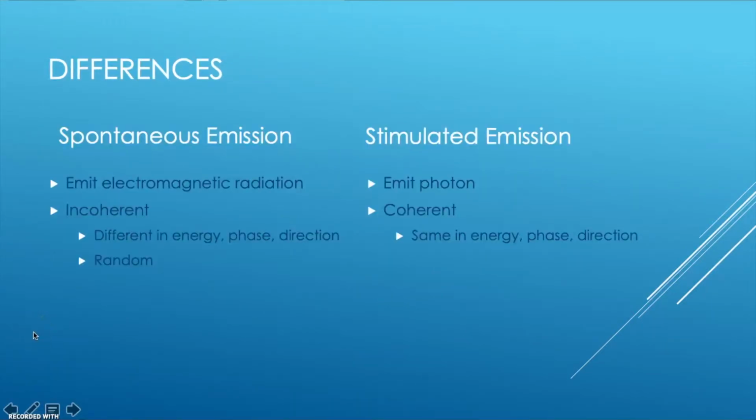Now, we already know 2 types of processing or producing laser. The first one is spontaneous, and the second one is stimulated emission. And what are the differences between these 2 emissions? The first one is spontaneous emission emits electromagnetic radiation, while stimulated emission emits photon.